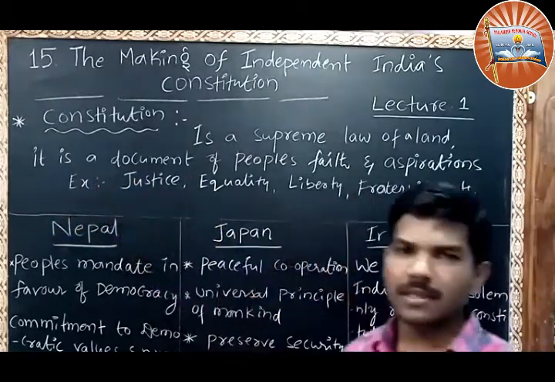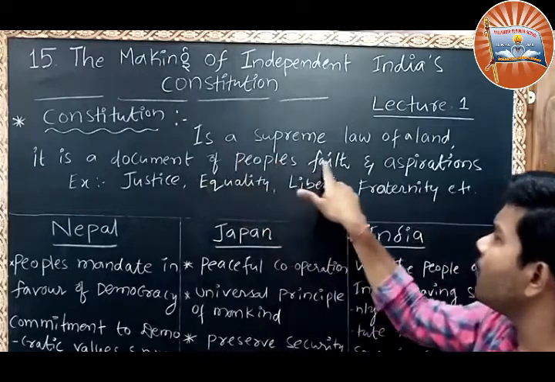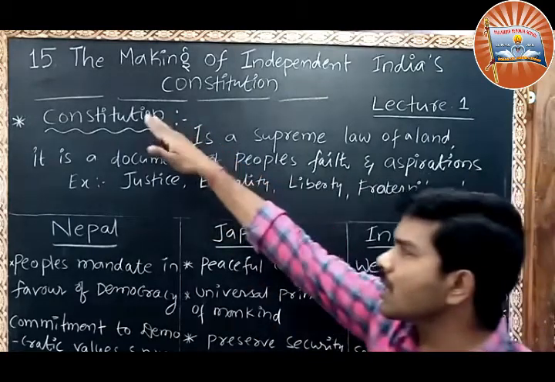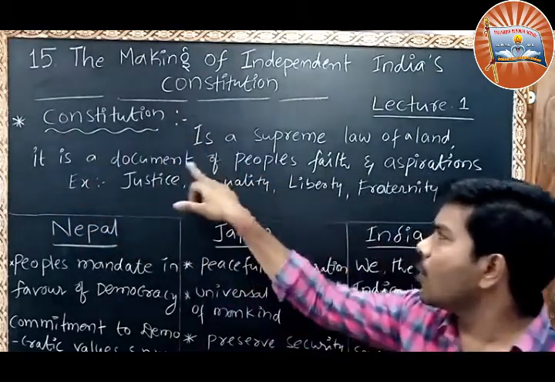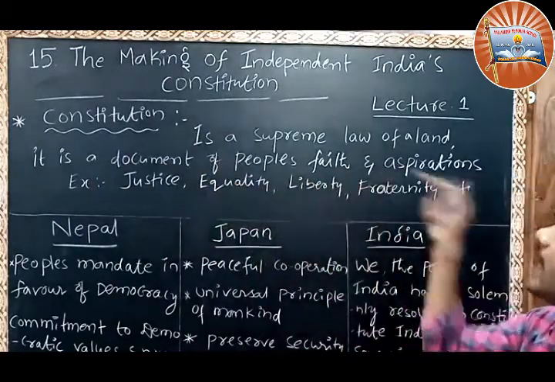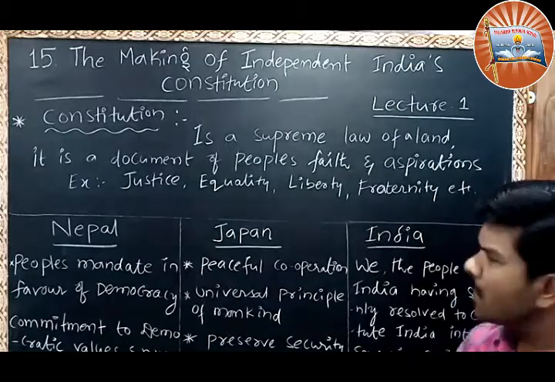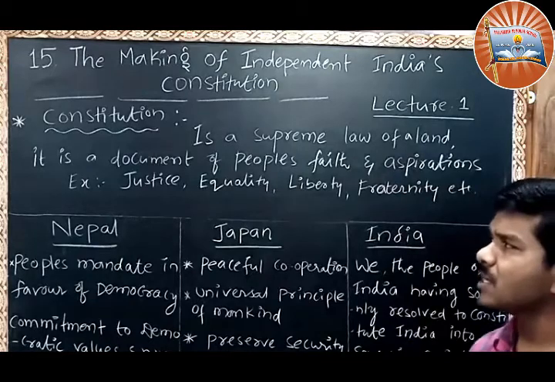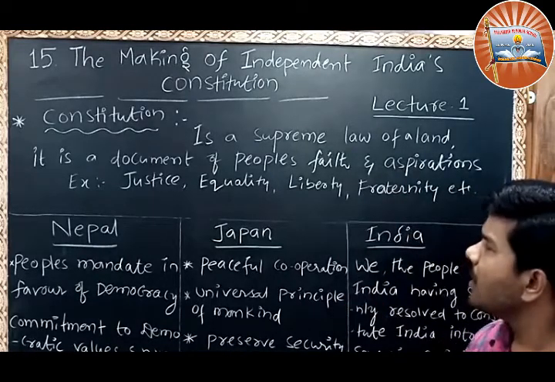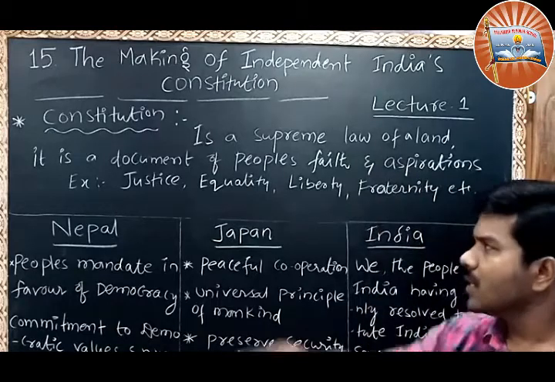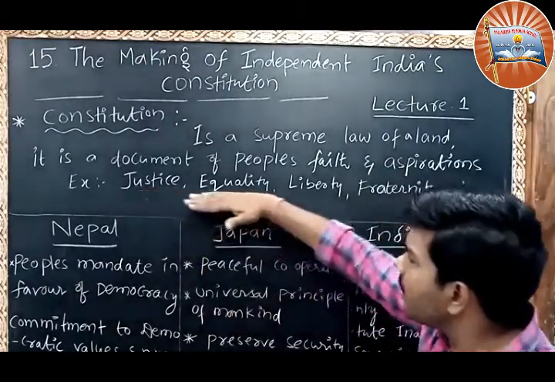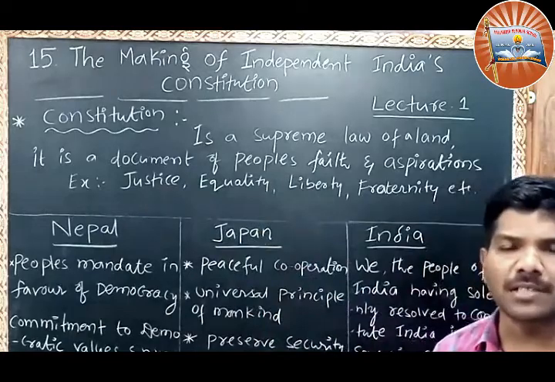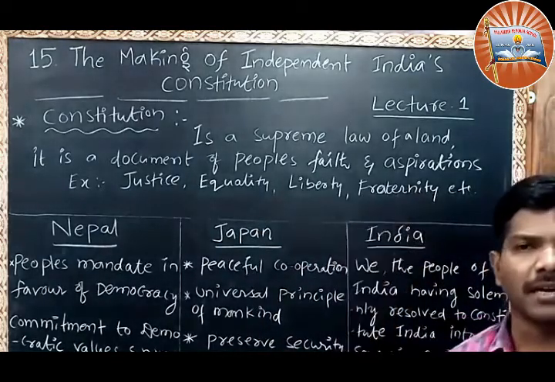Next, it is a document of people's faith and aspirations. In the Constitution, we can see people's faith and their aspirations. How can we see them? What are the faith and what are the aspirations? These aspirations are justice, equality, liberty, fraternity. These are examples of the aspirations which we didn't have during the British period.